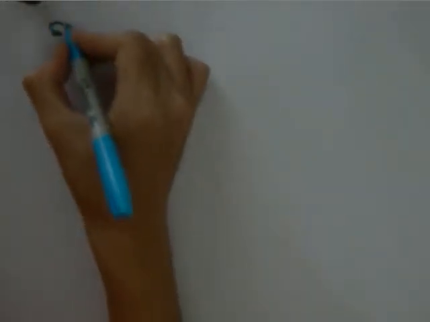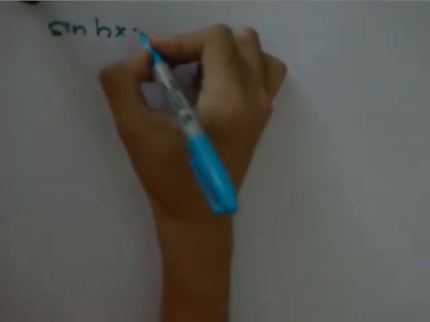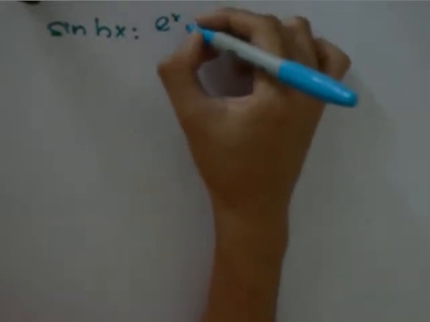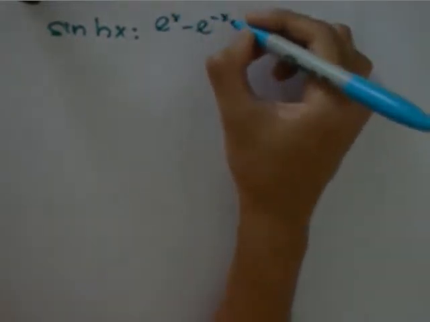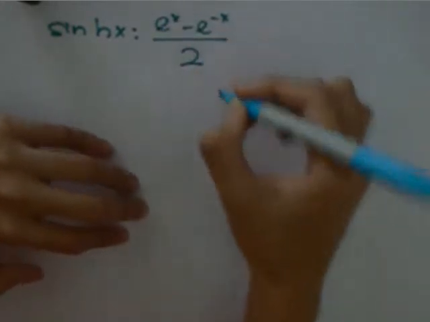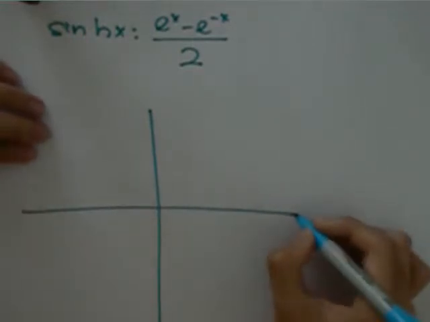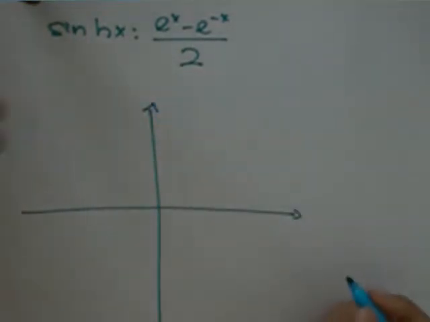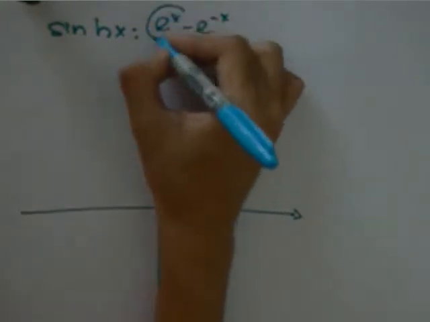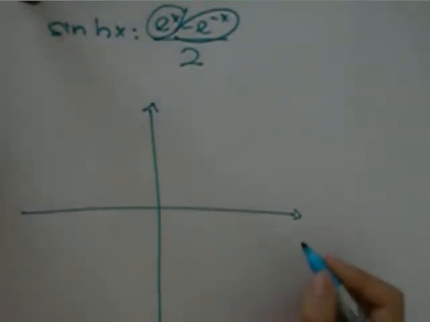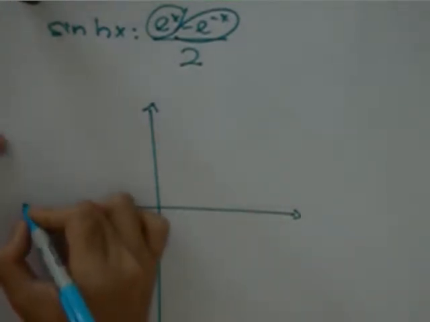So let's start by looking at the most basic of hyperbolic functions, the sine hyperbolic x graph. Now the formula for sine hyperbolic x is e to the power of x minus e to the power of negative x, divided by 2. From this equation, we can see that the two exponentials used in this function are e to the power of x and negative e to the power of negative x. So let's draw those out first.